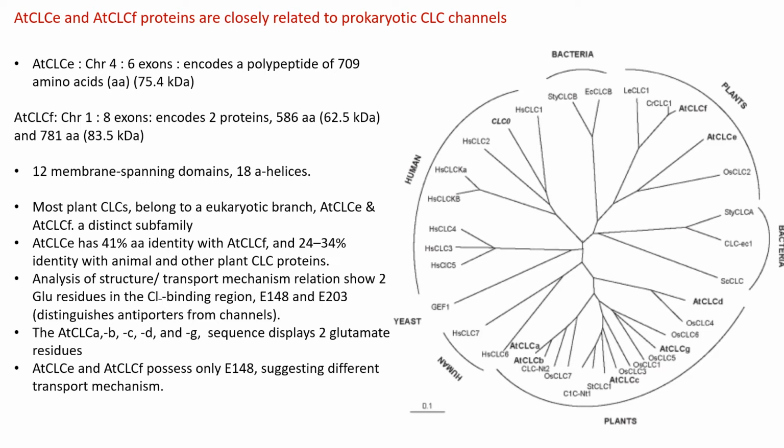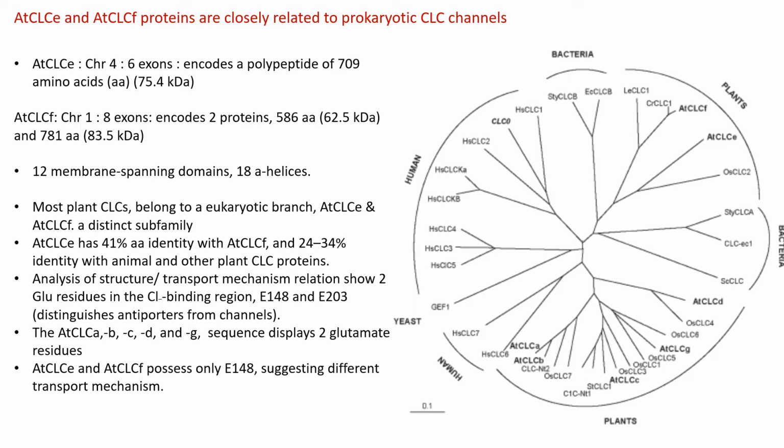ATCLCE and ATCLCF still form a distinct subfamily among the group of CLCs. These proteins have 12 membrane spanning domains with 18 alpha helices. ATCLCE gives rise to a protein of 709 amino acids with a molecular weight of approximately 75 kilodaltons, and ATCLCF encodes two different proteins. The shorter one is 586 amino acids, approximately 62 kilodaltons, and a longer polypeptide of 781 amino acids, approximately 83 kilodaltons.